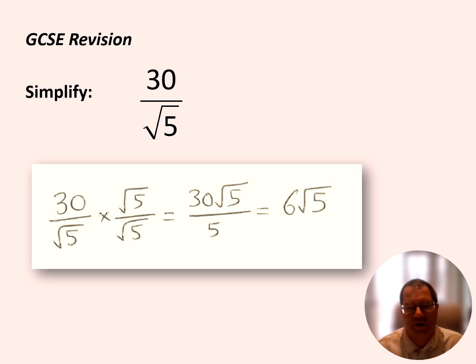30 times root 5 is 30 root 5. Root 5 times root 5 is 5. And then the 30 and 5 cancel down to give us a 6. So our final answer is 6 root 5.